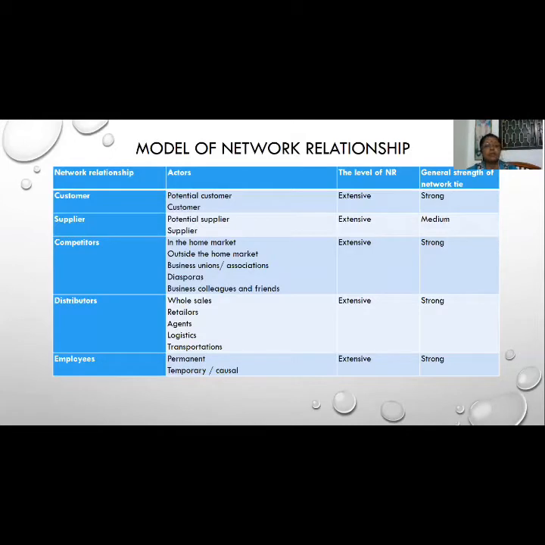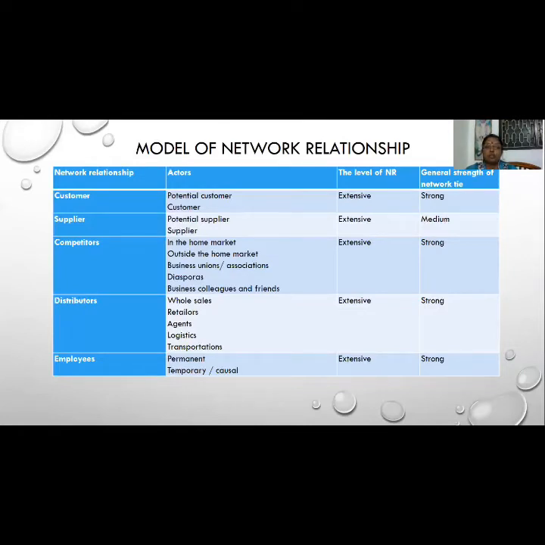But in the case of competitors, we must have a link and a relationship tie with the competitors. They may be local, national, or international, in the home country or outside. Then trade associations and business unions must be very strong. Then diasporas, from different foreign countries doing the same businesses, are very interested in contributing to our SME enterprise. Then business colleagues and friends doing the same businesses: they must have a very intensive and strong level of networking.